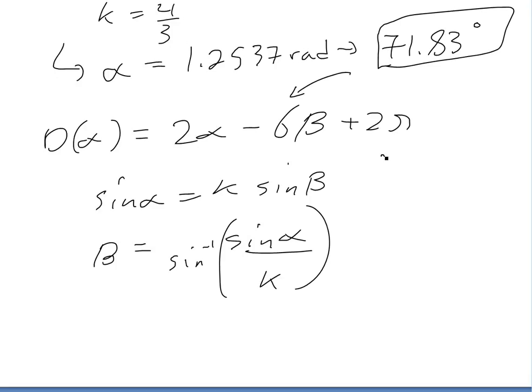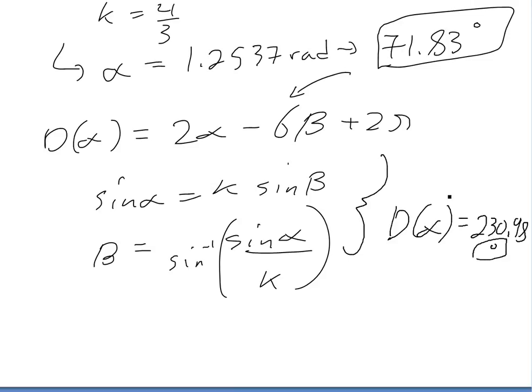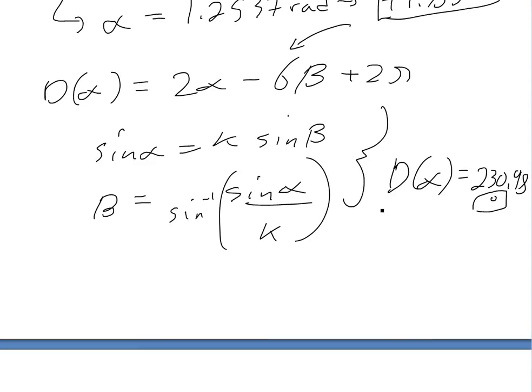So we plug this all in here, and we get a deviation angle of 230.98 degrees. Remember, this is degrees here, not radians. What this means is this is actually the minimum. I'll show this in an Excel graph soon.